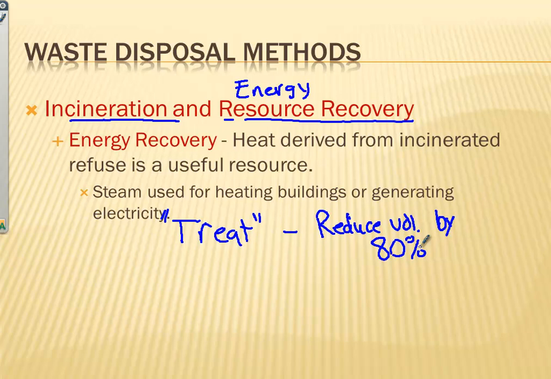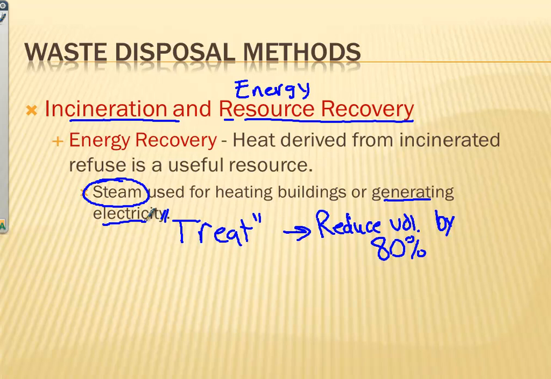The thing about incineration and energy recovery is that you don't get rid of the need for landfills. You still need landfills, but you can make landfills last a lot longer. So you're reducing the volume by 80%, and that has to go to a landfill. And that's one of the great benefits. Not only that, but when you burn the trash, you get heat. That heat can be used to turn water into steam, and you can use that to generate electricity. So you can actually make electricity from our trash.